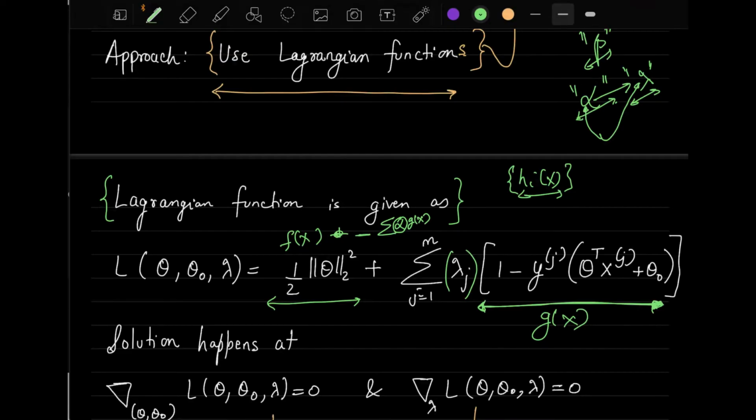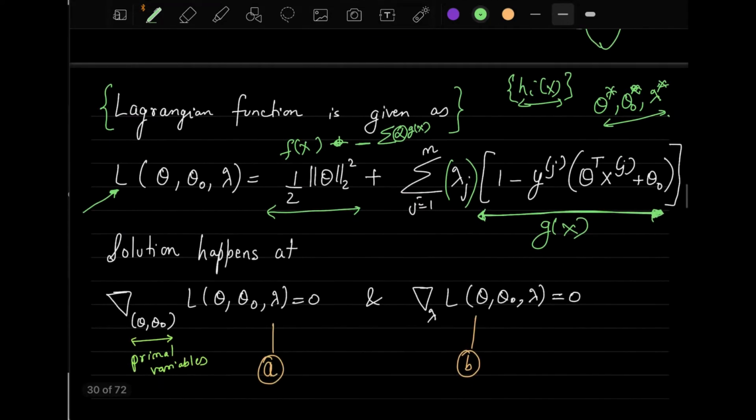So this is basically nothing but you are writing it in the Lagrangian function format, which is given like this. So now how to obtain the solution for this? That is, how to obtain theta star, theta 0 star and lambda star? You can obtain the values by doing these steps.